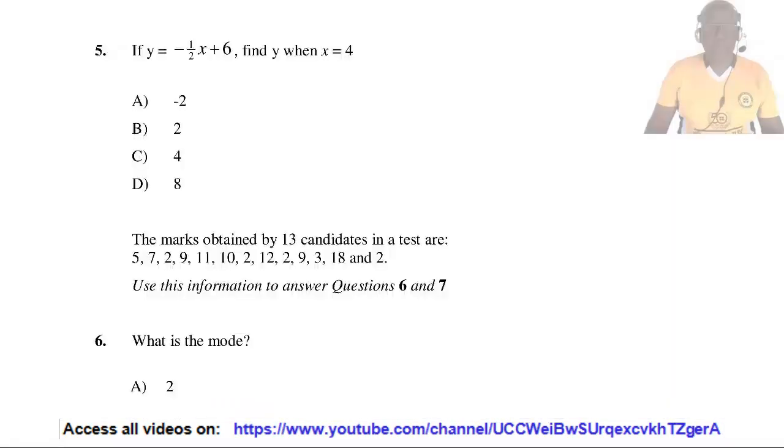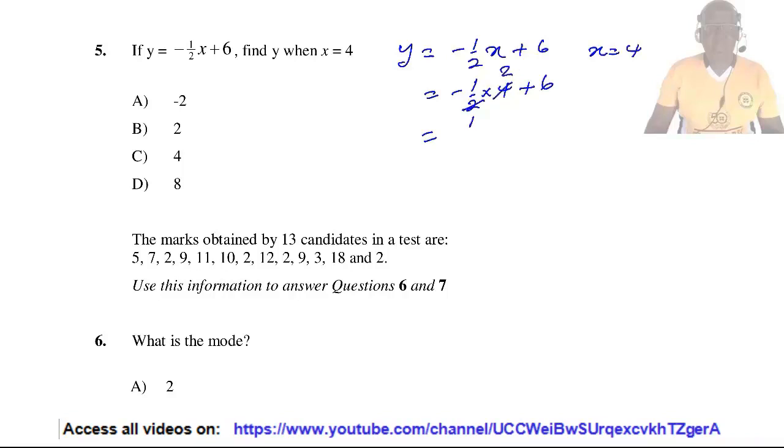Question 5. If y equals minus half s plus 6, find y when s is 4. We shall substitute s equals to 4 into the equation. So minus half times 4 plus 6. 2 goes here, 1, 2 goes here, 2. So minus 2 plus 6, which equals to 4. So the answer is C.